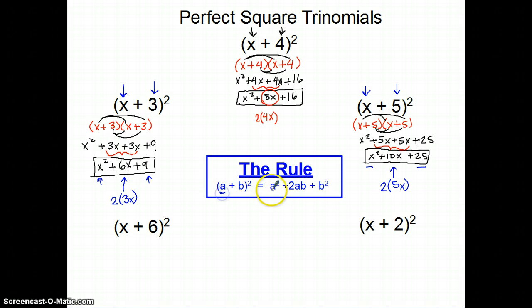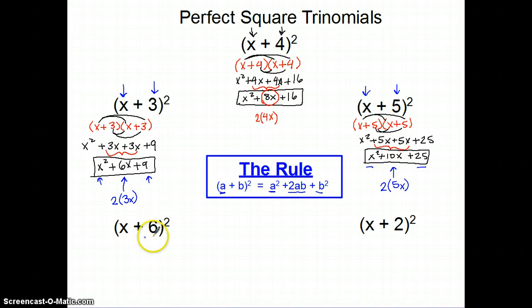So your rule: if you have a binomial being squared, a shortcut would be to take the first term in your parentheses, here I call it a, and square it. In the middle, we're going to add 2 times the 2 things multiplied together. And on the end, we add the last term in your parentheses, squared.